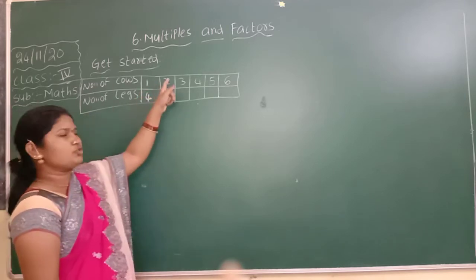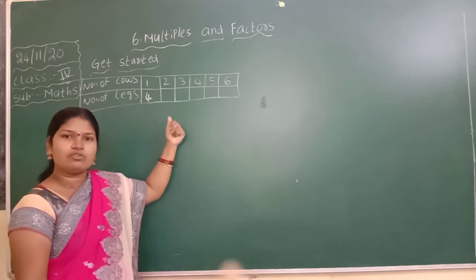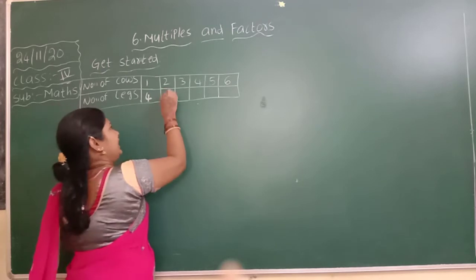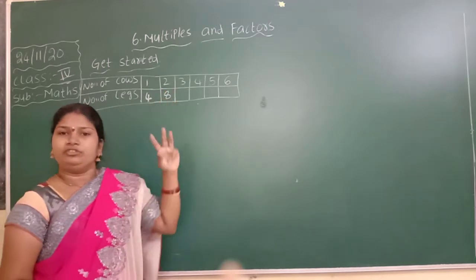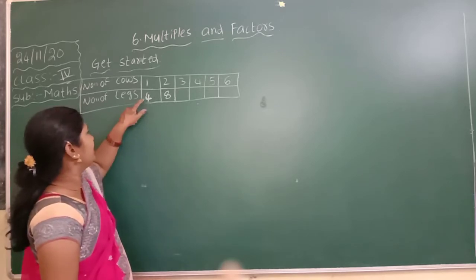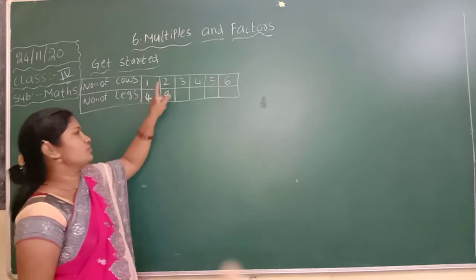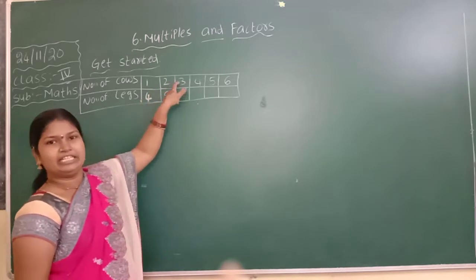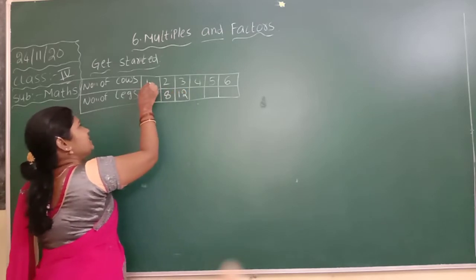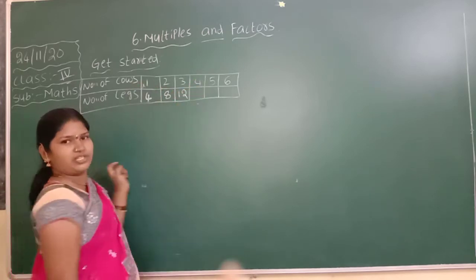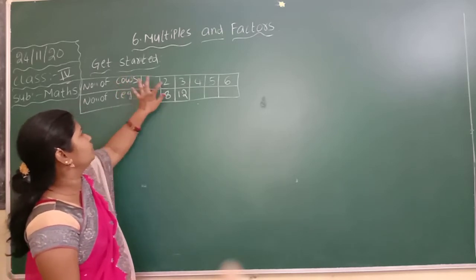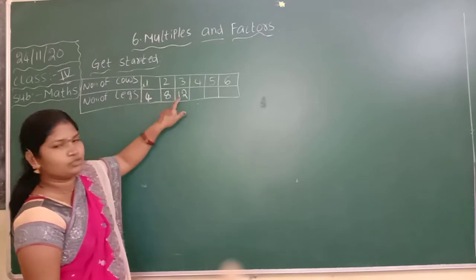If the number of cows is 2, how many legs do the 2 cows have? 4 into 2. 4 2s are 8. If 3 cows are there, how many legs are there? The number of legs is multiplied by the number of cows. 4 into 3. 4 3s are 12. If you multiply these numbers, we will get these answers. Okay? 4 1s are 4. 4 2s are 8. 4 3s are 12.